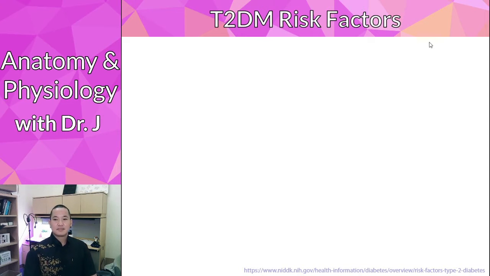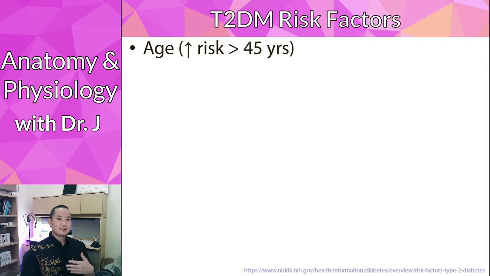Okay, so then type 2 diabetes risk factors. So many things. So increased age. This is why the old term for type 1 diabetes mellitus was juvenile diabetes, because in type 2 diabetes mellitus, the older we get, the more our risk increases for type 2 diabetes mellitus.